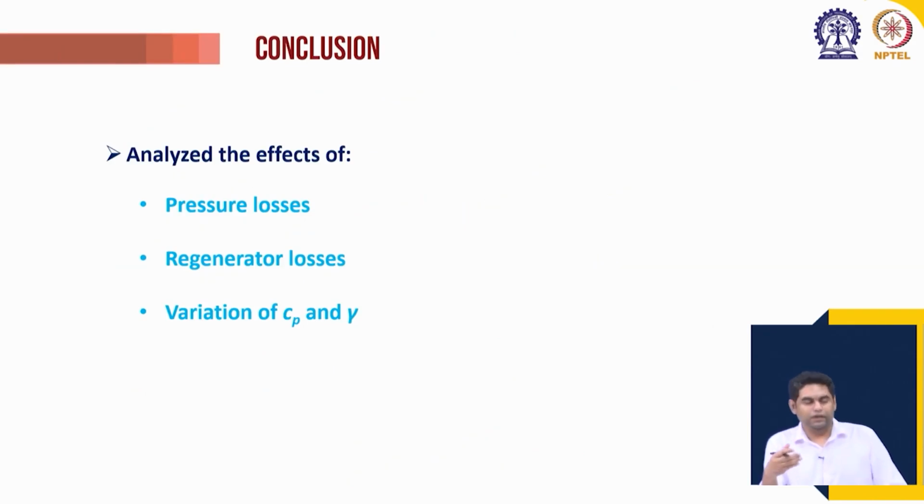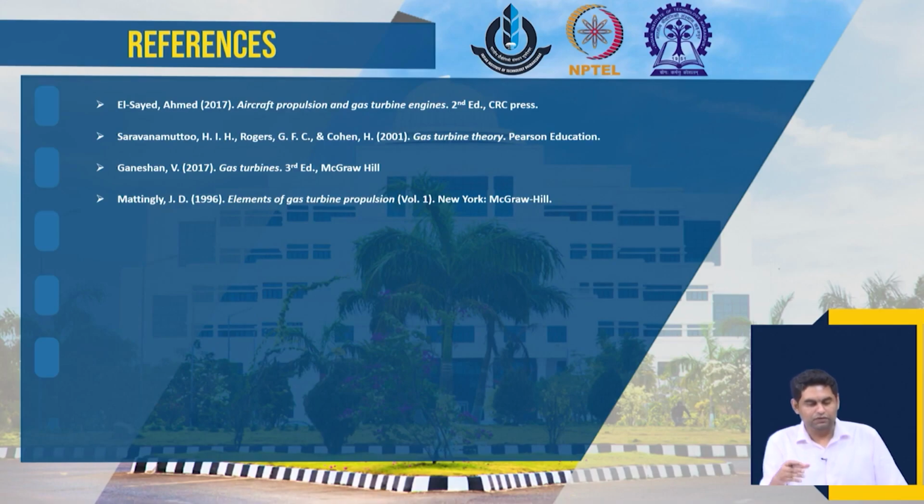So, in this class we have analyzed the effects of pressure loss, regenerator loss and the effect of variation of Cp and gamma due to temperature and composition. So, with this we stop today.